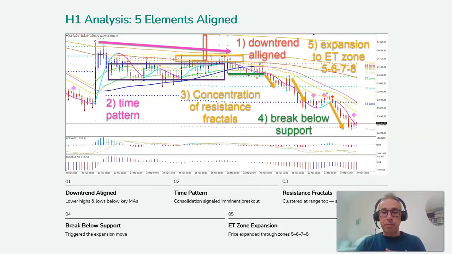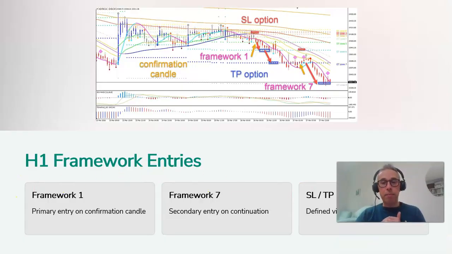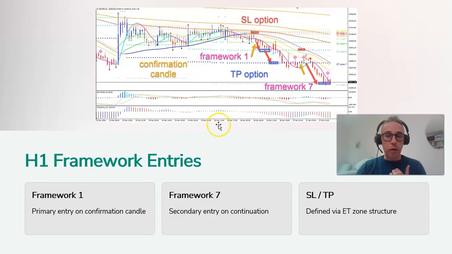Basically, you see here on the hourly chart, 5 elements aligned. When prices are going sideways, you see downtrend alignment, a time pattern, a concentration of resistance fractals, a break below support, and then 5, the expansion lower. Okay, so from our entry point of view, we use the framework within the software for this breakout right here, and then a continuation right here on the hourly chart.